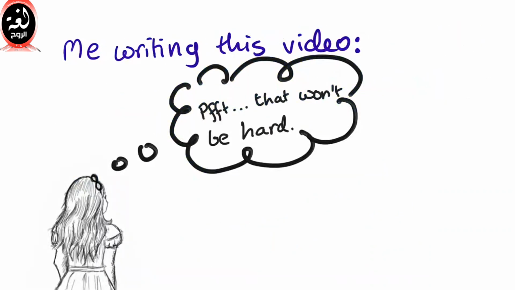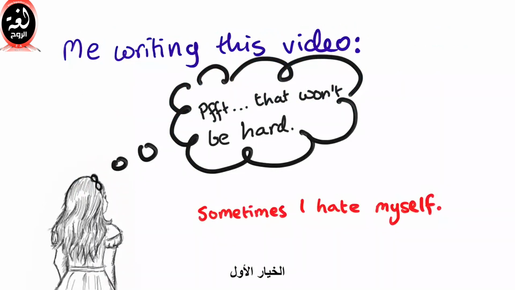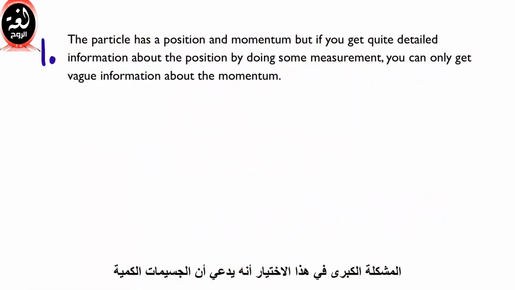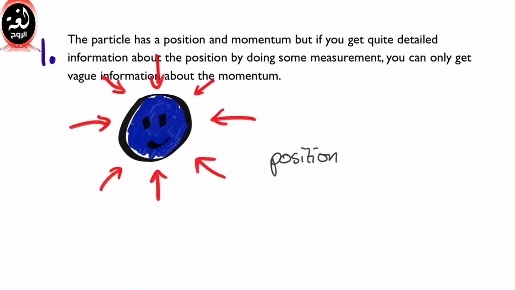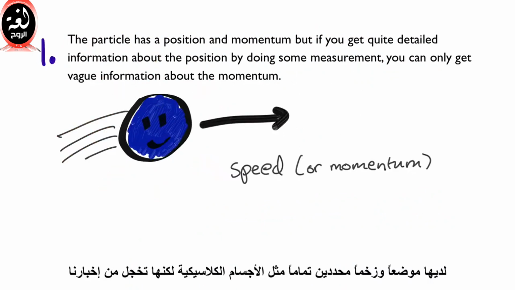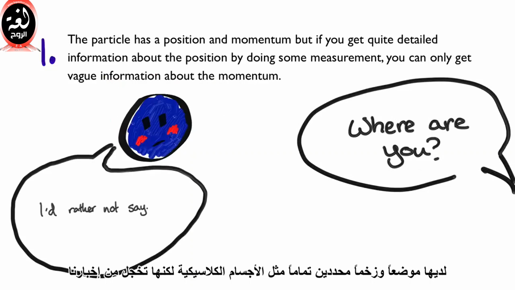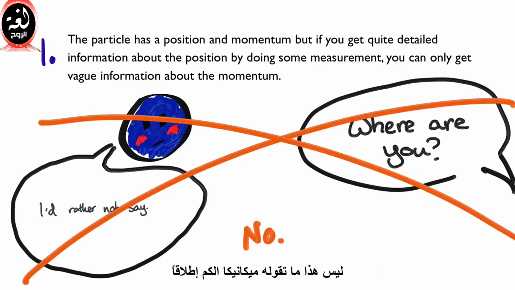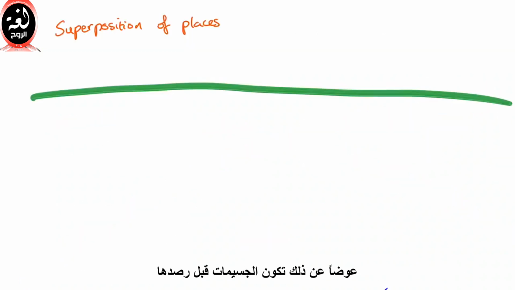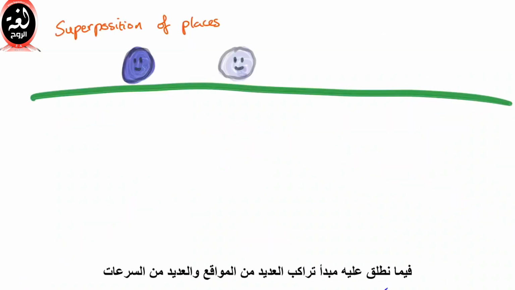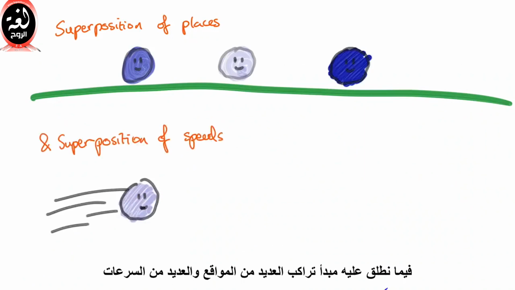Option 1 first. The really big issue with this option is that it says quantum particles really have a position and a momentum, just like classical physics, but they're just shy about it. This is not at all what quantum mechanics says. What quantum mechanics says is a particle doesn't have just one place or one speed it's going at. Instead, while they're not observed, they can be in what we call a superposition of many places and many speeds.